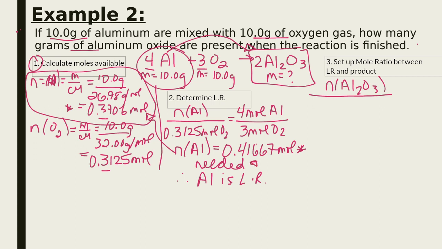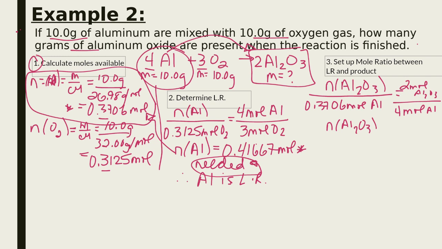This needed is like a fictitious fantasy number, right? It's not real. You only have the amount of aluminum that is available to you, which is 0.3706 moles of aluminum. We set that up with the fixed mole ratio. So we have 2 moles of Al2O3 for every 4 moles of aluminum being used up. We cross multiply, and the moles of aluminum oxide that we are going to now make are 0.1853 moles.